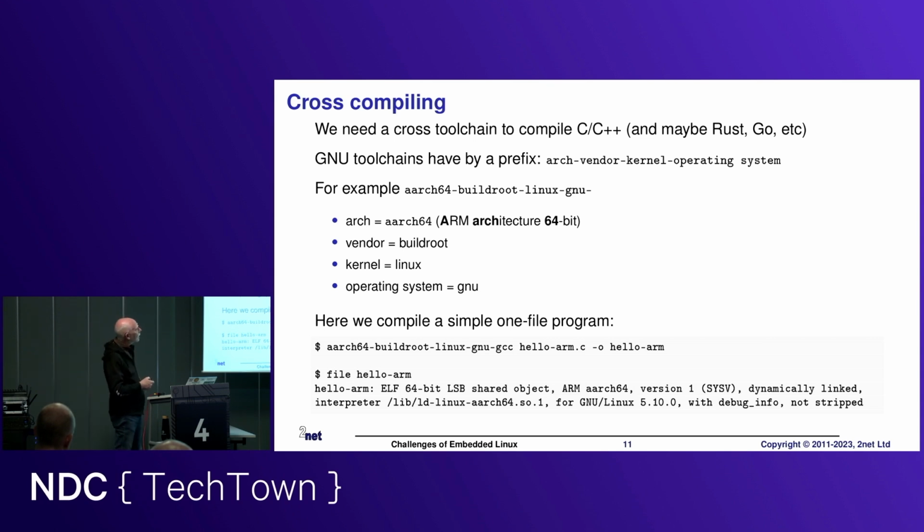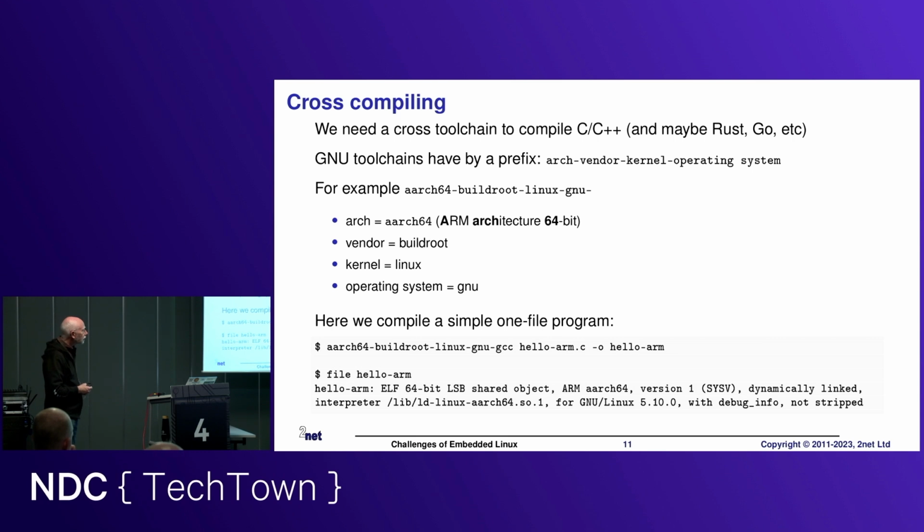So GNU has this rather weird idea that the cross-compilers have this prefix, Arch Vendor Kernel Operating System. A good example of that would be for a 64-bit ARM computer. So the Arch is AArch64, which stands for ARM architecture, 64 bits. The vendor in this case is Buildroot, because I use Buildroot to build the toolchain. The kernel is always Linux in my examples. And the operating system we normally set to be GNU, because we're probably using some GNU components in here somewhere.